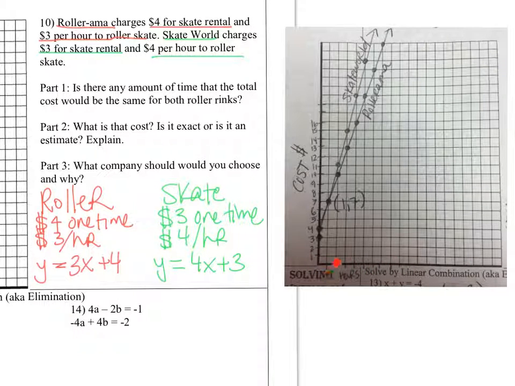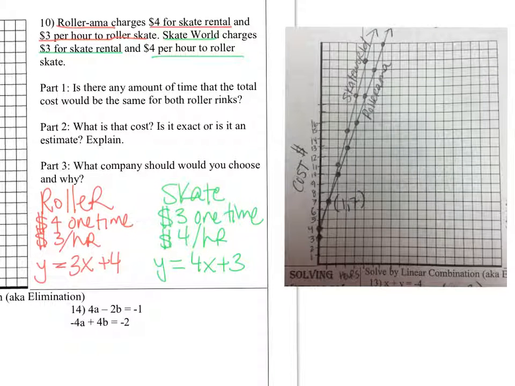Okay, so what I want you to notice first is that our x-axis is down here, and I have some little tick marks, each of them meaning one. So 1 hour, 2 hours, 3 hours, 4 hours. I didn't have to put a lot of hours on here. But my cost, I went up to 16, and I went by ones.